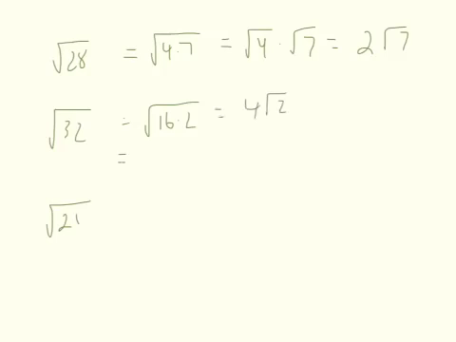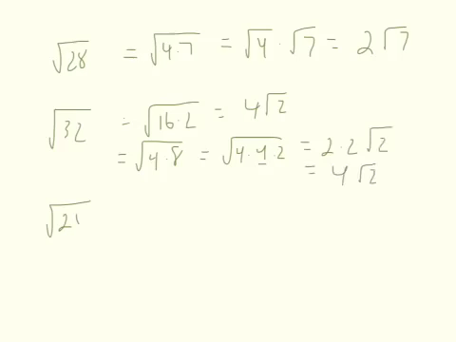Now, probably a lot of you thought of the square root of 32 as 4 times 8, which is the square root of 4 times 4 times 2. The square root of 4 is 2. The square root of the next 4 here is also 2, radical 2, which is 4 radical 2. So either way, 4 radical 2 is our final answer.